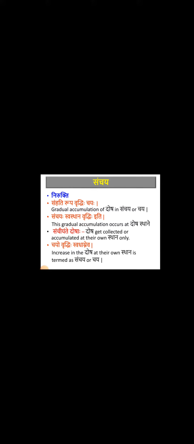If it is loosely arranged, what will happen? It will come out from that particular sthana, isn't it? So it is compactly arranged. Here the Vriddhi is there, but the arrangement of the vishesha doshas is in a compact manner, so that it is present in its own sthana. That is called Samhati Rupa Vriddhi Chayaha. Actually, here Vriddhi is happening, but it is only the accumulation that happens here. Okay. And the next Nirukti tells Sanchaya Swasthana Vriddhi iti.